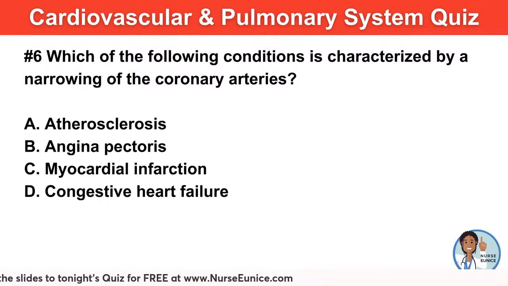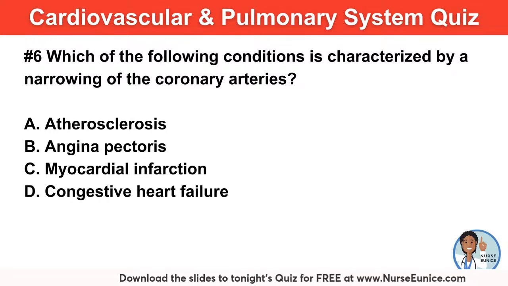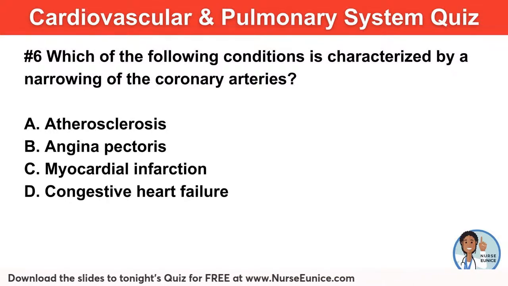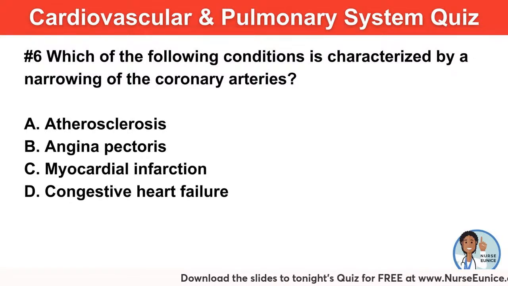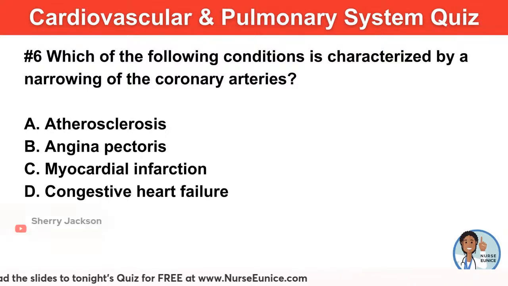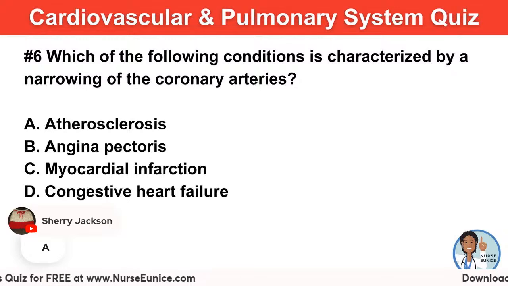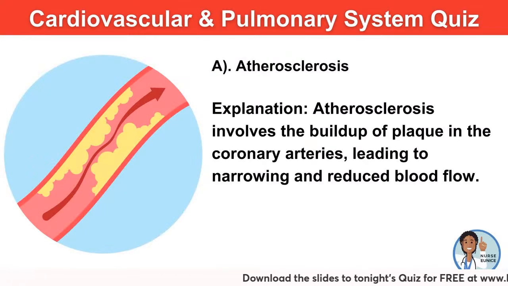Number 6, which of the following conditions is characterized by a narrowing of the coronary arteries? Is it atherosclerosis, angina pectoris, myocardial infarction, or congestive heart failure? Narrowing of the coronary arteries. Sherry, great job. So you all, it's going to be atherosclerosis.